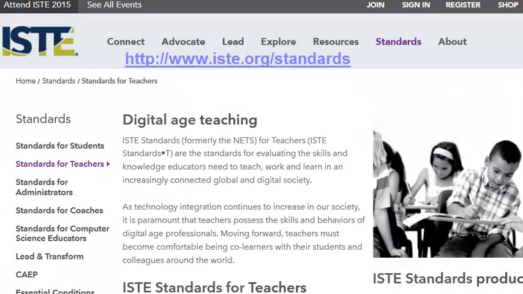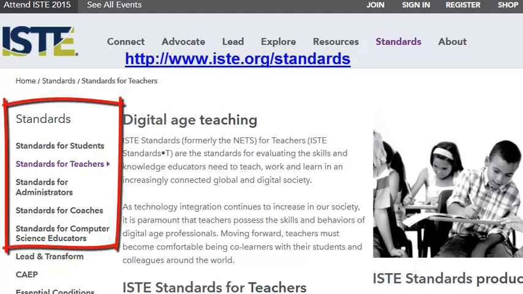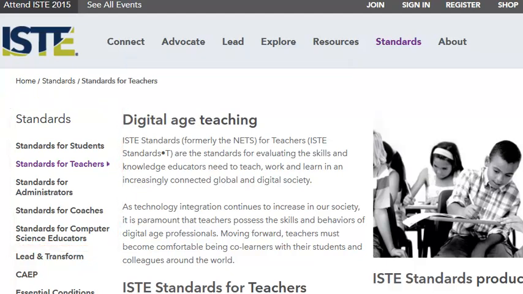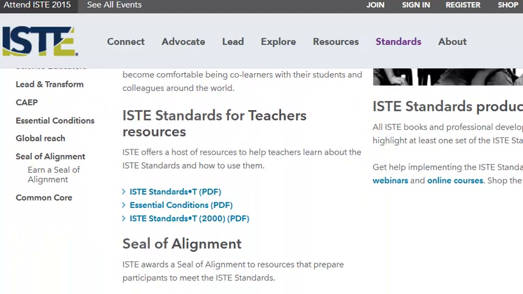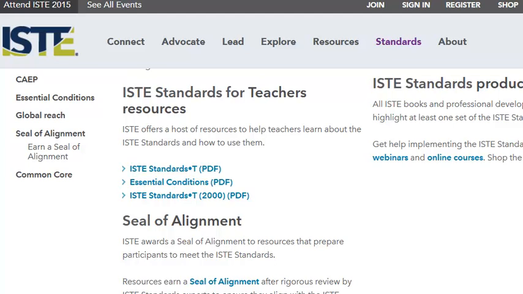Don't be afraid to take advantage of the resources on their website. As you can see, there are standards for students, teachers, administrators, even coaches, and last but not least, computer science educators. There are profiles that you could look at to see what the profile of a teacher who is using technology might be, what a student who is using technology might be, and those are separated into grade levels.